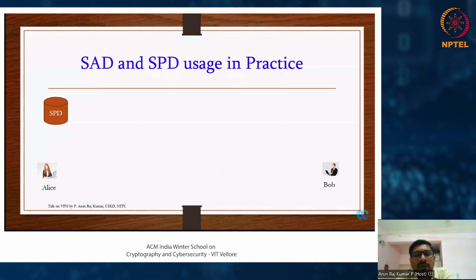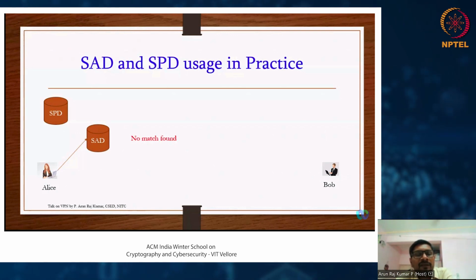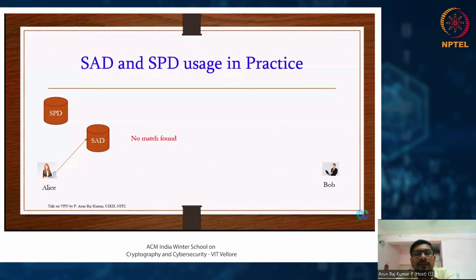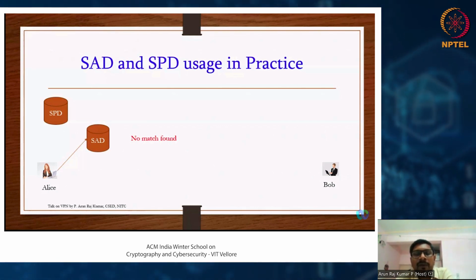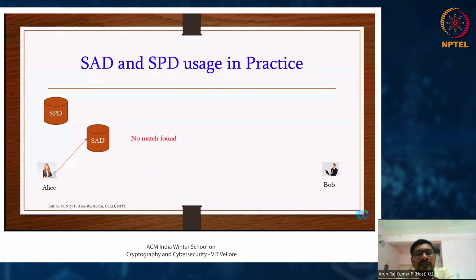Now Alice and Bob wanted to communicate with each other, right? So first it contacts the security policy database to check whether any security association is present. It looks like there is no security association created between Alice and Bob, which clearly tells that Alice and Bob have not communicated before, right? That is why there is no security association existing in the security association database. Therefore, we need to create an entry in the security association database.